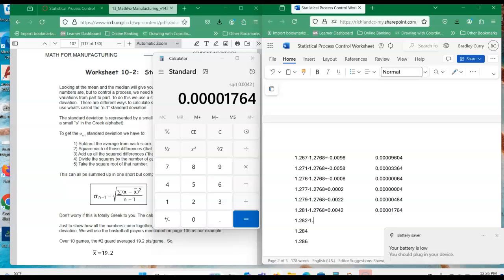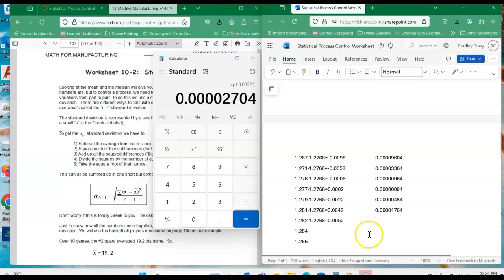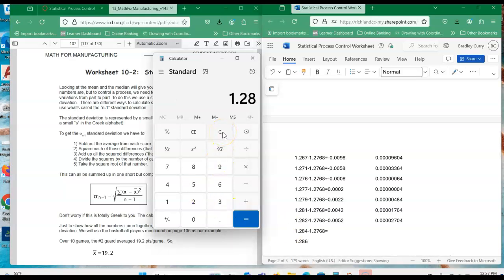1.282 minus 1.2768 equals 0.0052. Let's go ahead and square that. 0.00002704. Next one's going to be 1.284 minus 1.2768 equals, let's go ahead and figure this one. We're almost done, so bear with us.